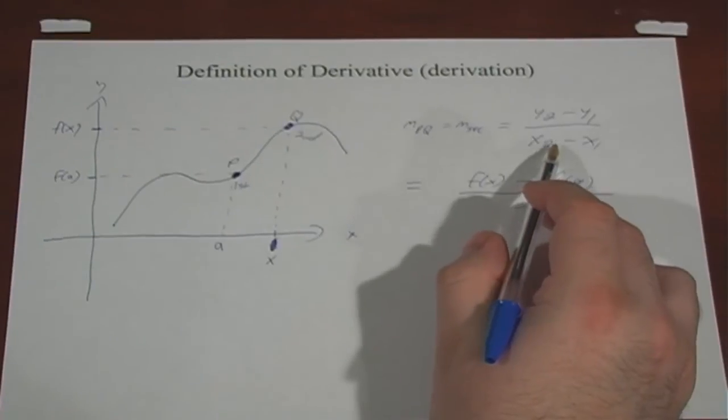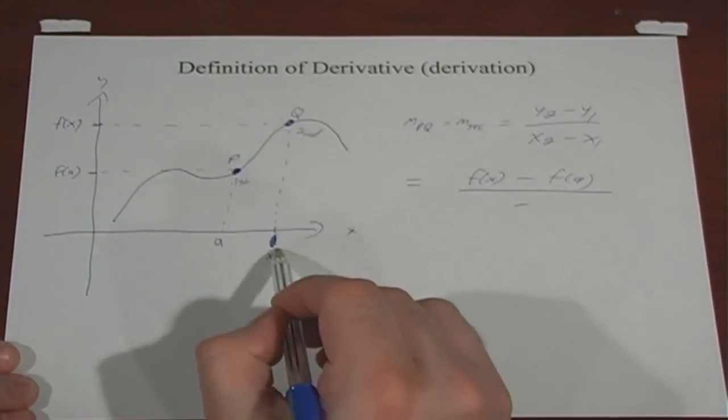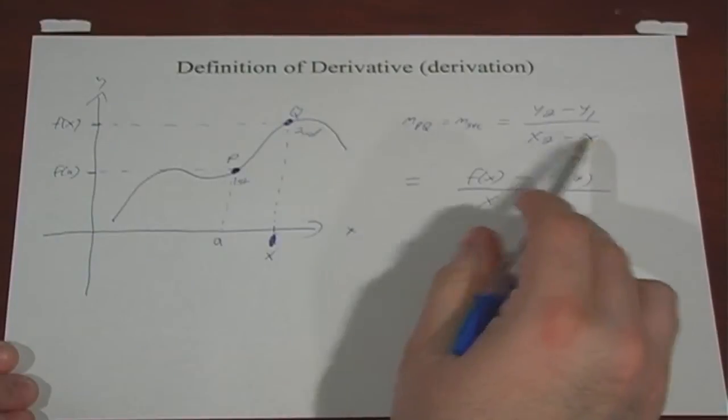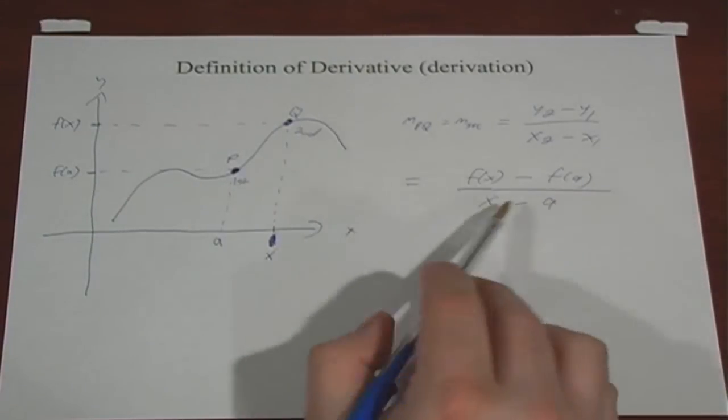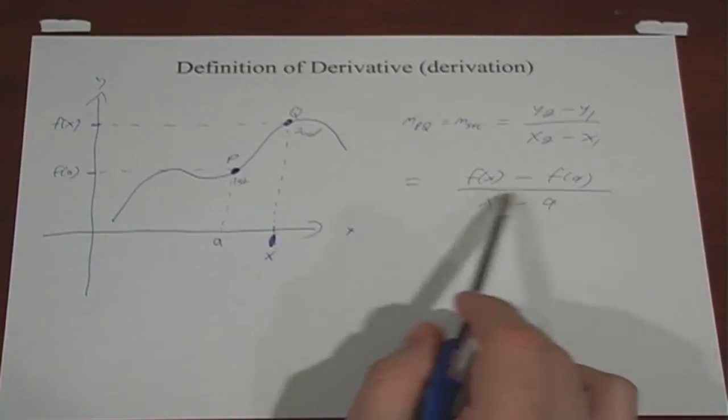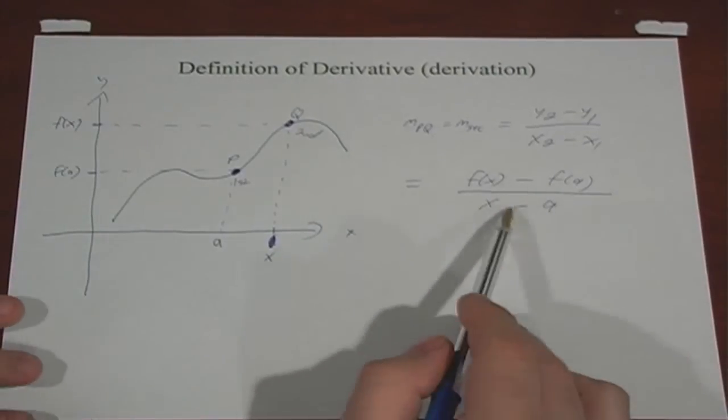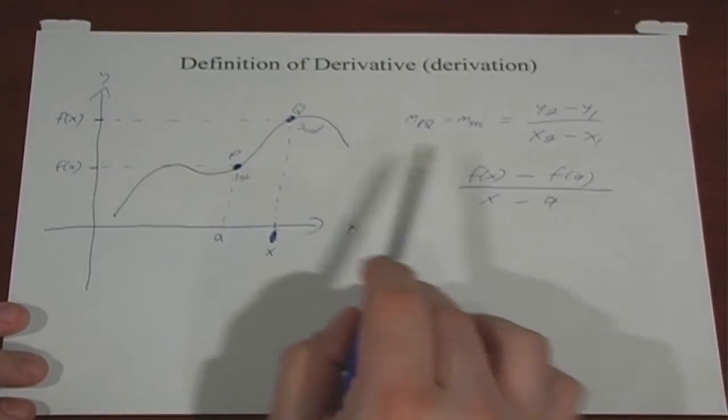Down here, x-coordinate of the second point. Here's the second point, x-coordinate is x. X-coordinate of the first point, x-coordinate of this point is a. Okay, so that right there, it's called the difference quotient, because there's differences and there's a quotient there. That's the slope of the secant line from P to Q.